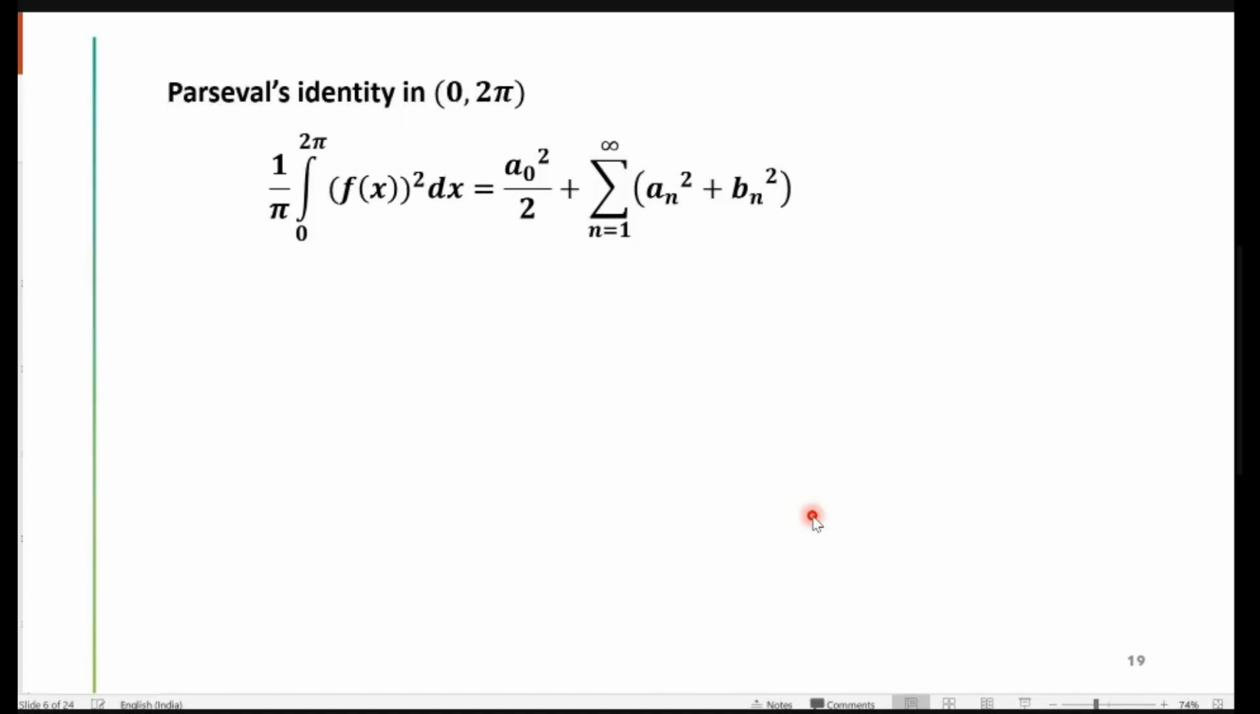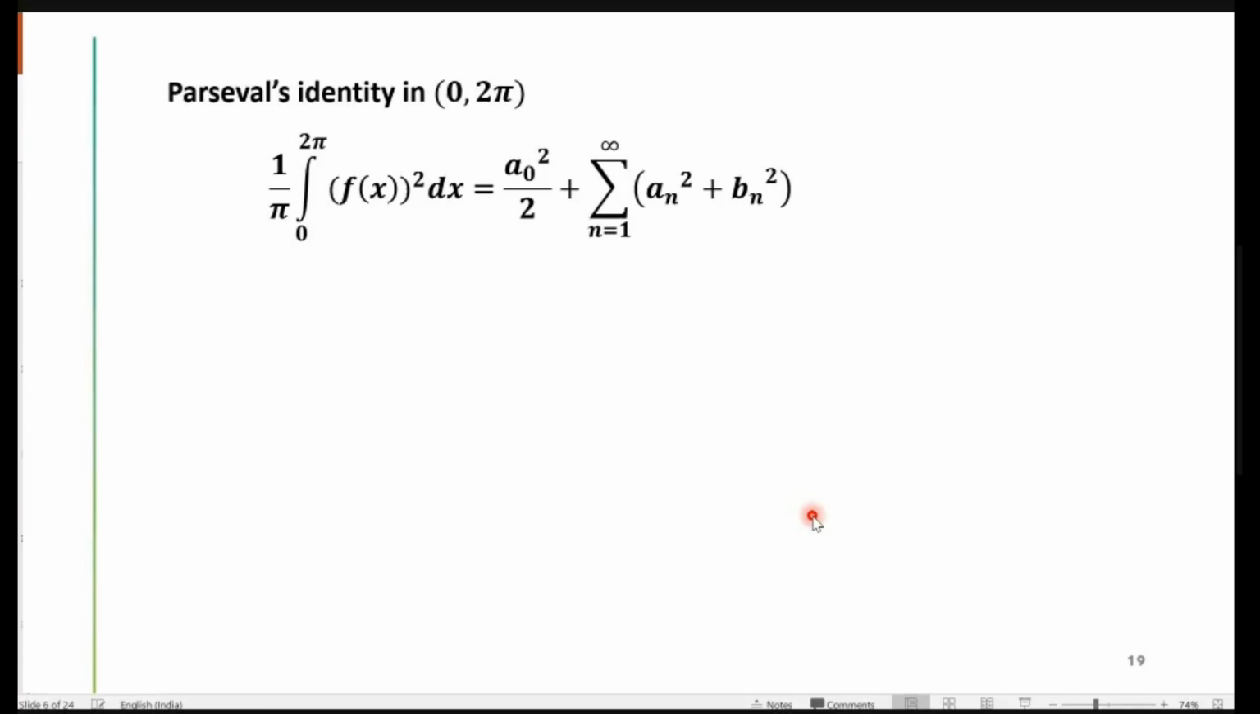1 by pi integral 0 to 2 pi f of x the whole square dx is equal to a0 square by 2 plus summation n varying from 1 to infinity a_n square plus b_n square. All the values we are having now. f of x is there, a0 is there, a_n is there, b_n is there. Substitute everything and calculate, or get the required sum of the series.